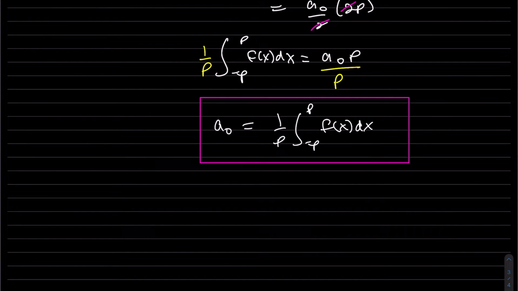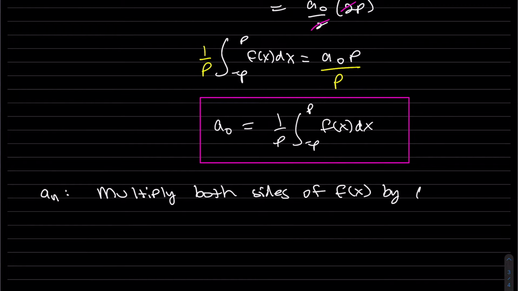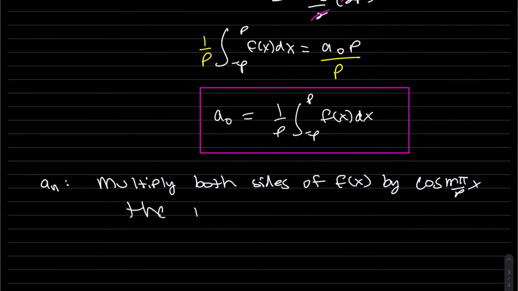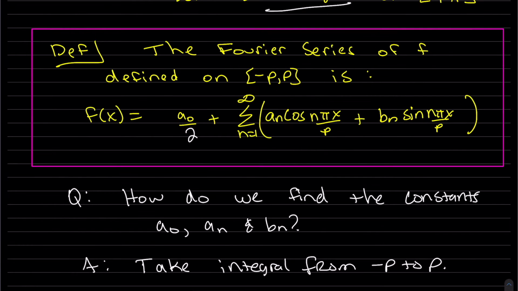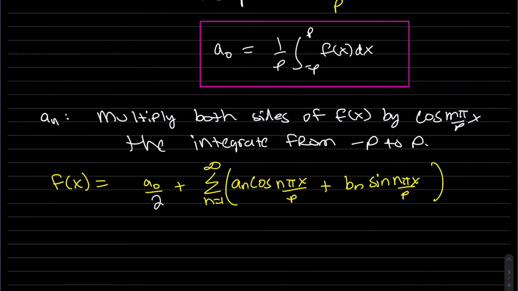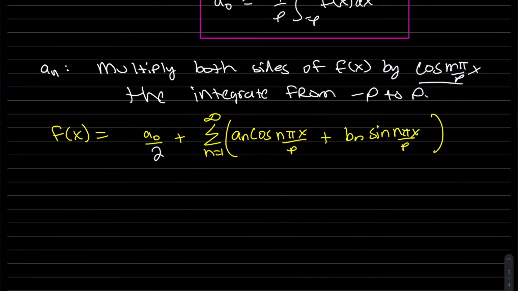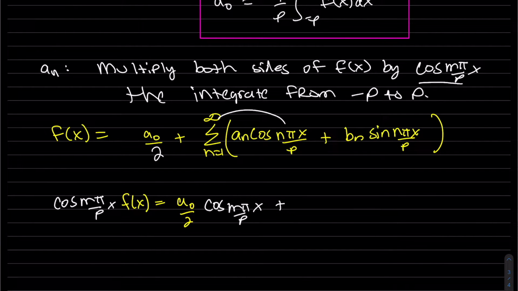Now for a sub n. What we're going to do is integrate. I'm going to multiply both sides by this, and that'll get distributed.